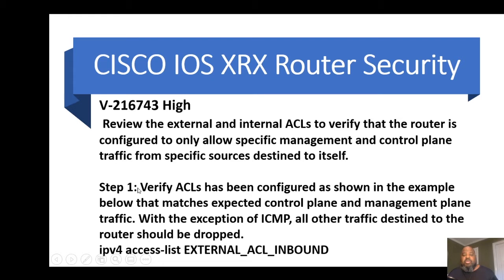So for this one, we're going to review the external and internal ACLs to verify that the router is configured to only allow specific management and control plane traffic from a specific source that is destined to itself. Verify all ACLs have been configured as shown in the example below that match expected control plane and management plane traffic, with the exception of ICMP traffic. All other traffic destined to the router will be dropped. So they want you to configure an external ACL inbound interface.